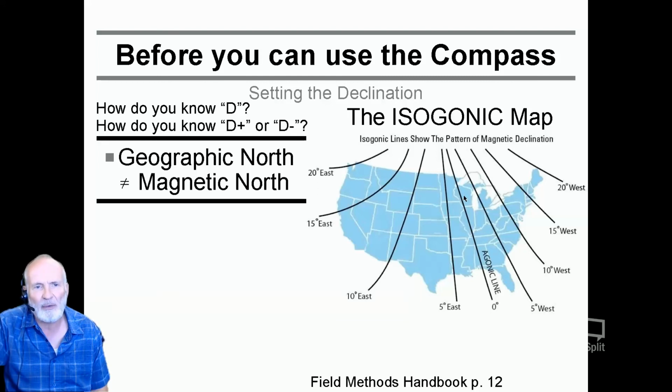So if you're in Illinois or somewhere, you will be on that agonic line. But if you go to the west or to the east, we have a variation. And so how would you figure this? Well, you find your place where you are, and then you see which line comes closest to where you write on it. And then you can set your compass according to that deviation or declination pattern.